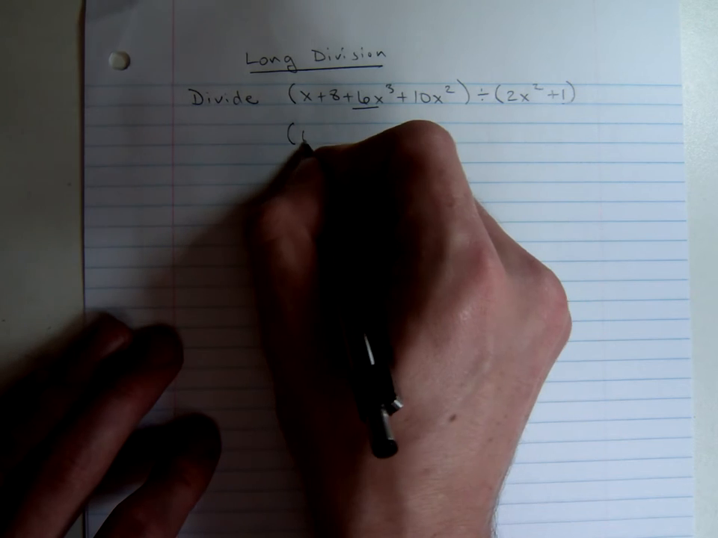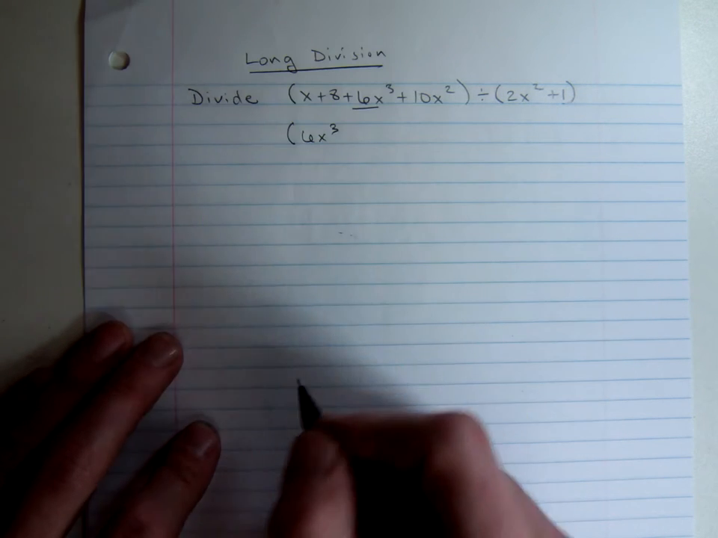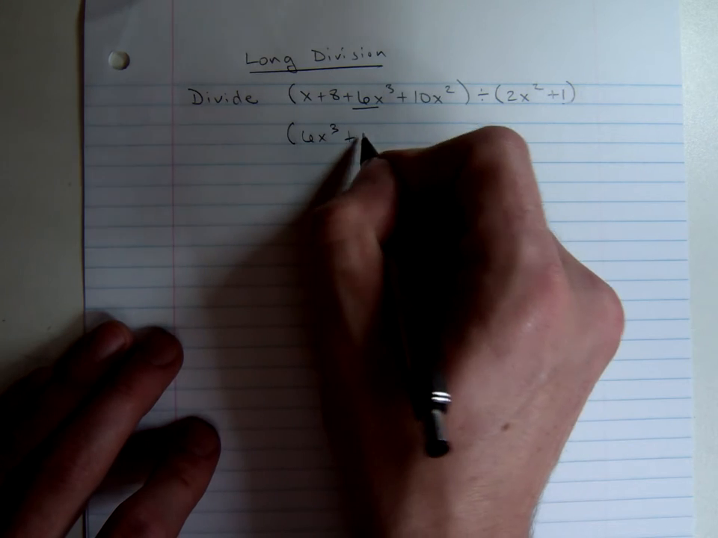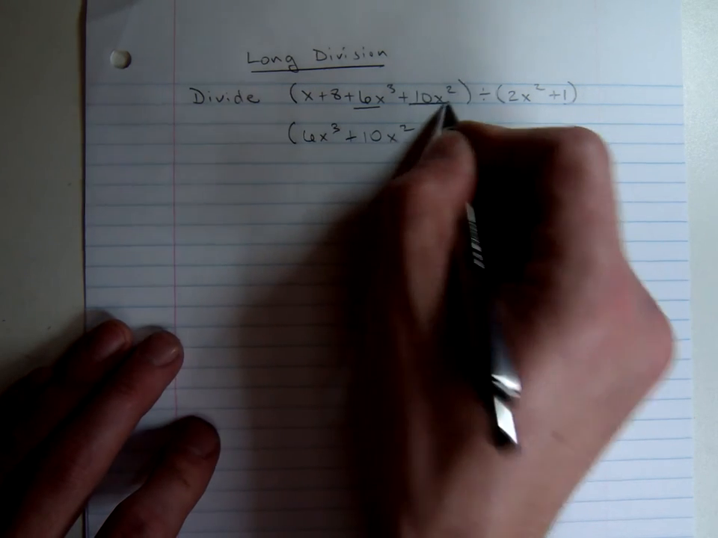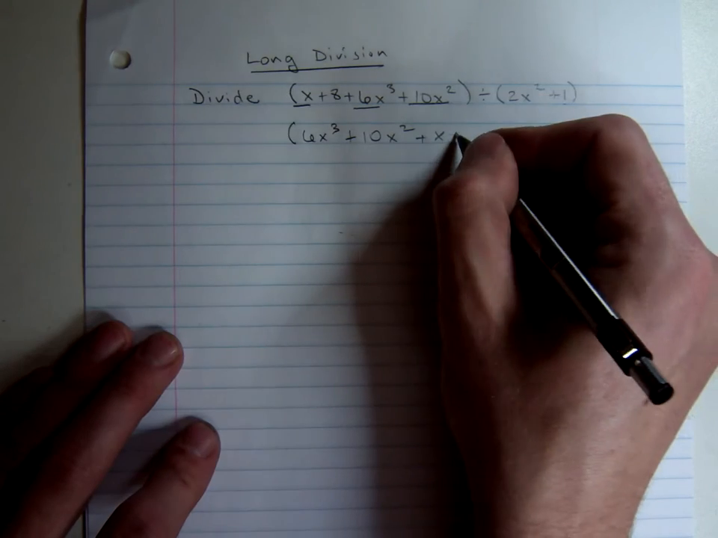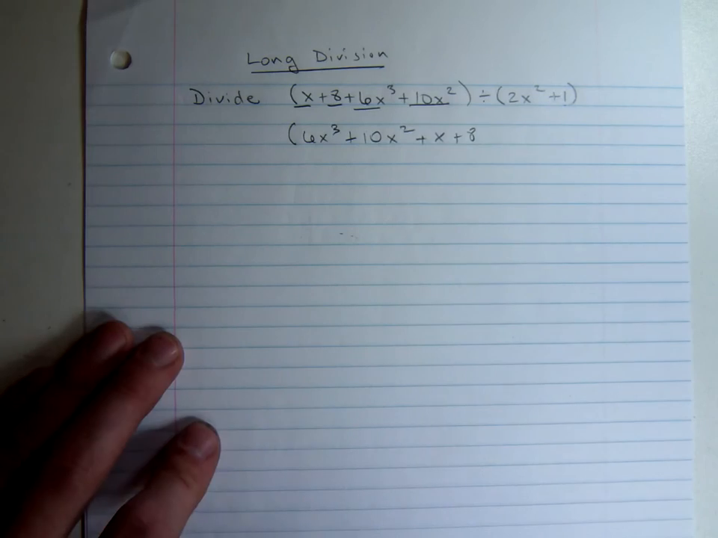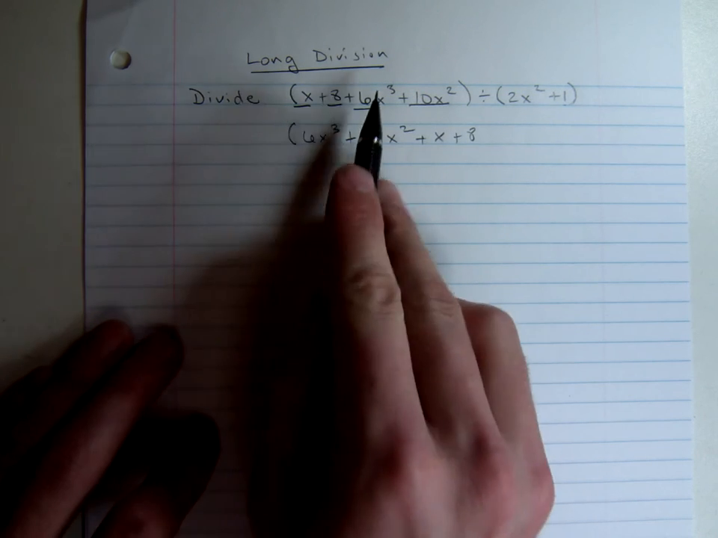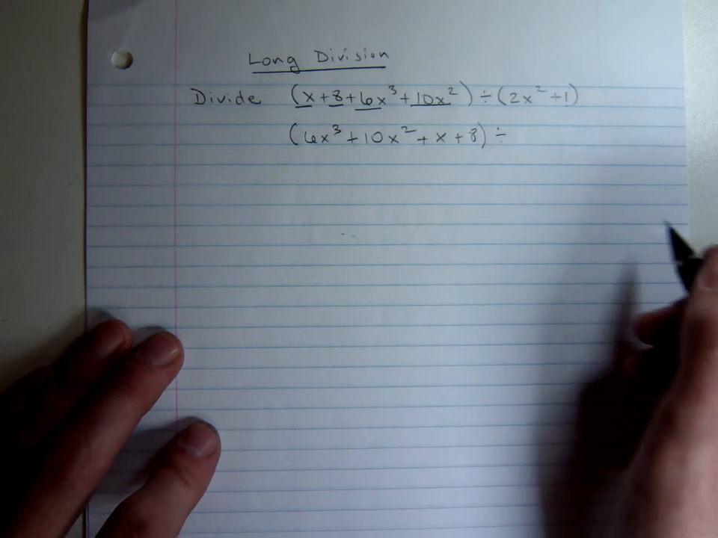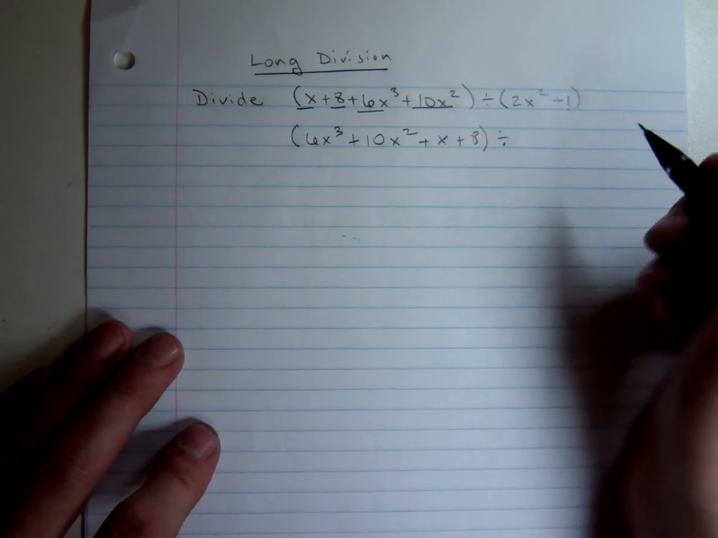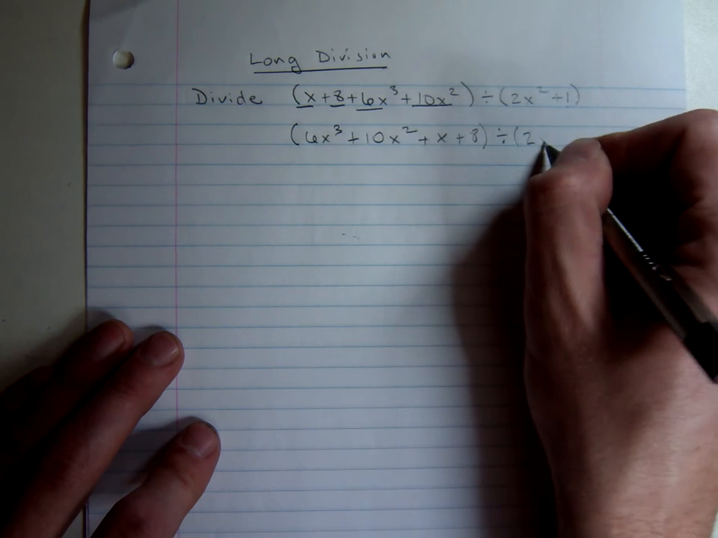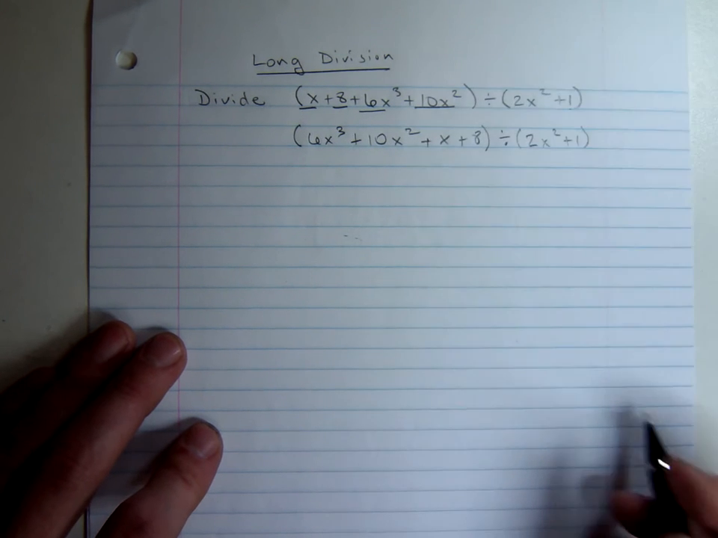6x cubed is my first term. And again, x cubed, no matter what, is going to get big way faster than any of these other terms. Then just continuing on, 10x squared, take care of that one, plus x plus 8. If you notice, I'm underlining all of them. That's so I can account for which ones I've already transferred down. Just a little trick to make sure I don't end up with duplicates or forget one, something silly. All right, so here I have 2x squared plus 1 for my divisor.